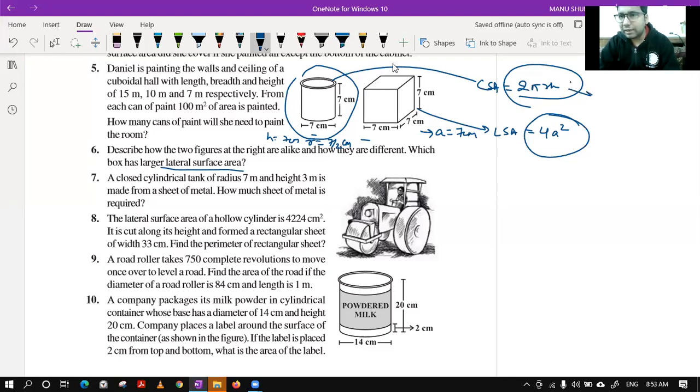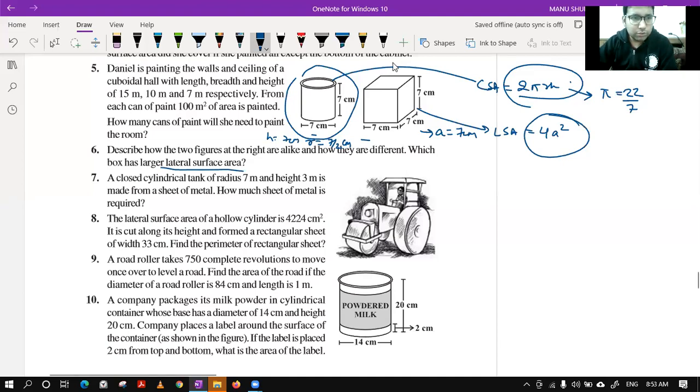And until and unless told to you, you will always take pi equal to what? Please tell. Until and unless it is made clear to you, you will always take pi is equal to what? 22 by 7. Very good. So you will take pi equal to 22 by 7 on your own, but in some questions it is taken as 3.14, but it will be told to you in which question you have to take.